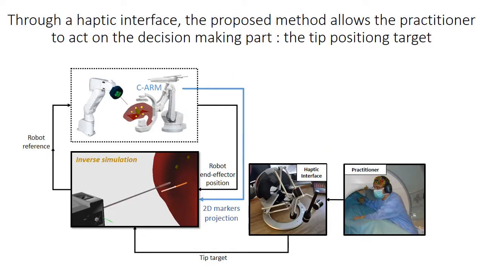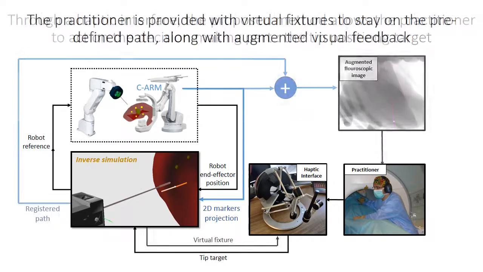Through a haptic interface, the proposed method allowed the practitioner to act on the decision-making part, the tip positioning target. He is provided with a virtual fixture to stay on the predefined path along with augmented visual feedback. What is important to note is that the user only controls the absolute position of the tip inside the tissue, and the base motion is computed by the automatic algorithm taking into account needle-tissue interaction.